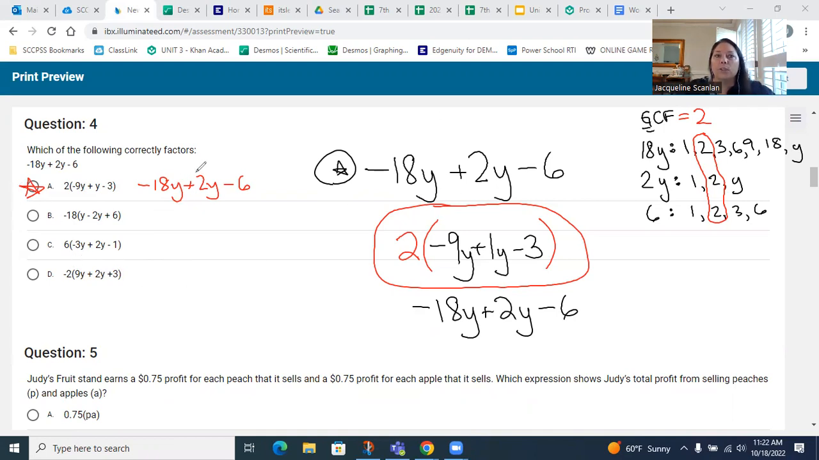Remember, guys, at any time that you're watching this, you can certainly pause the video while you take down some notes. I'm going to go ahead and move on to the next problem.